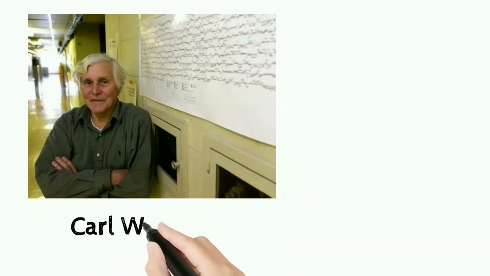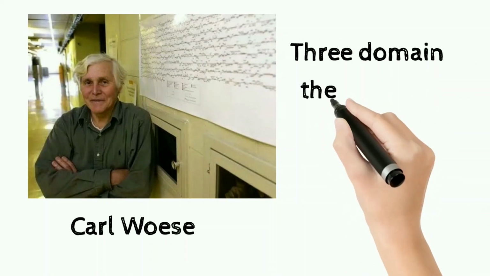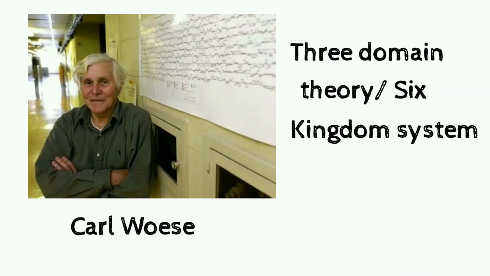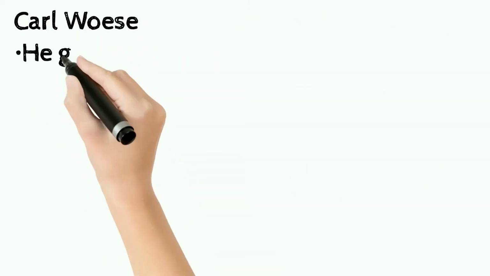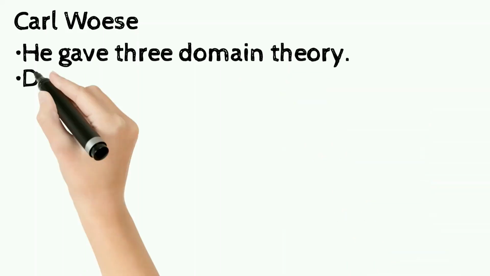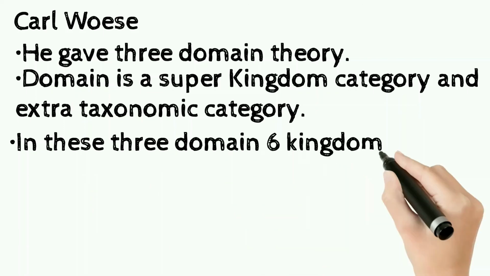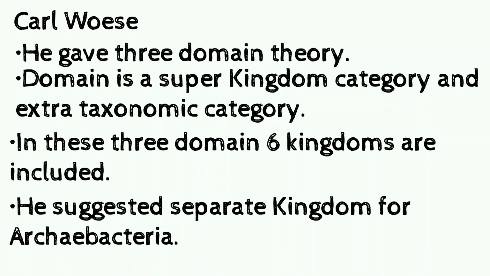Now, another person whose name was Carl Woese, who gave the three domain theory, that is, the six kingdom system. He first introduced it in 1990. That is why it's called Carl Woese classification. He gave the three domain theory. Domain is a super kingdom category and an extra taxonomic category. In these three domains, six kingdoms are included. He suggested a separate kingdom for Archaebacteria.